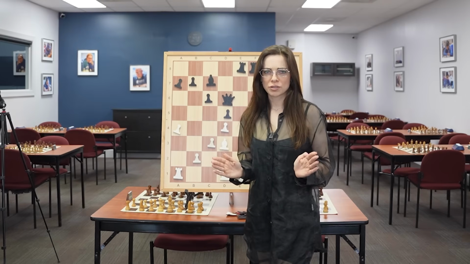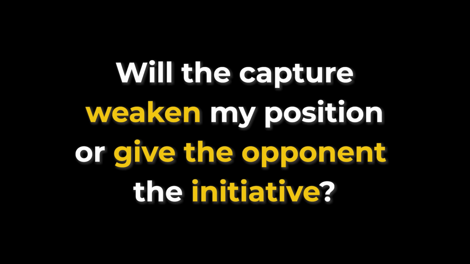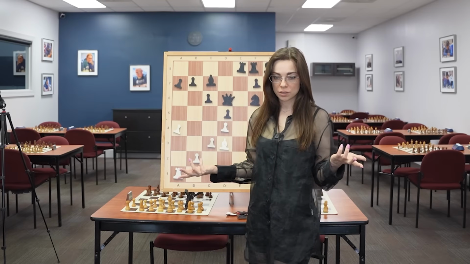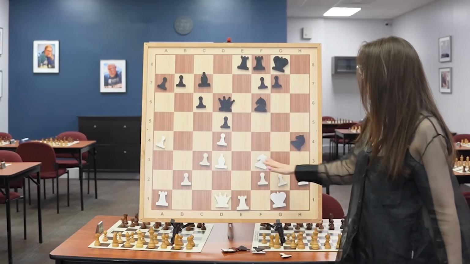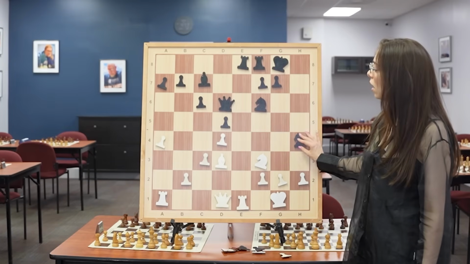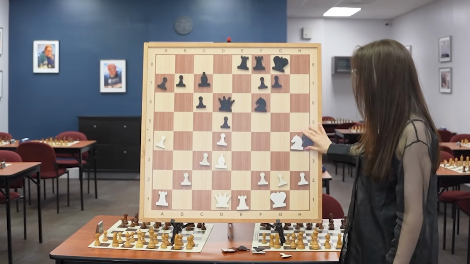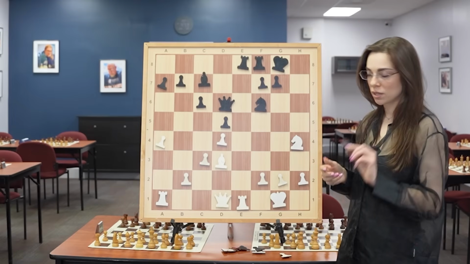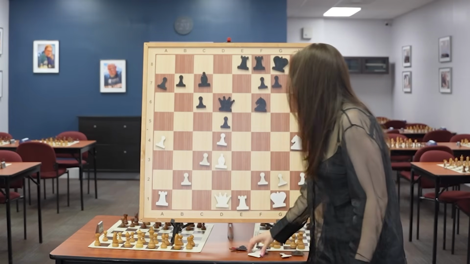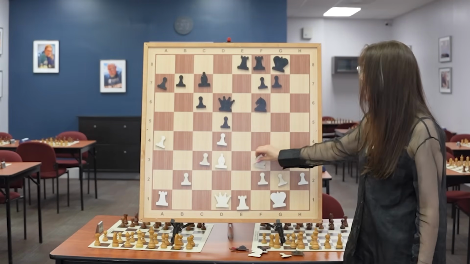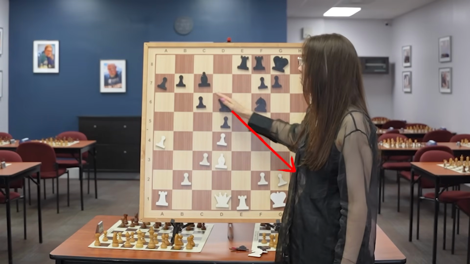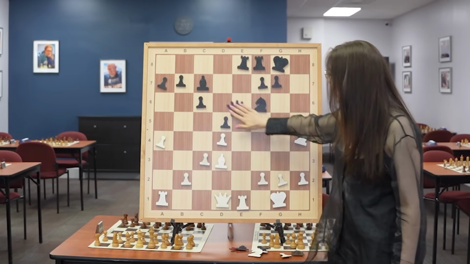Next question you should ask yourself is, will the capture weaken my position or give the opponent the initiative? How will my opponent respond? For instance, in this position, white thought, aha, an extra knight, juicy, and took it, which is a huge blunder, because the knight was protecting the pawn on h2, and now after capturing, we have the battery with the queen and the bishop.